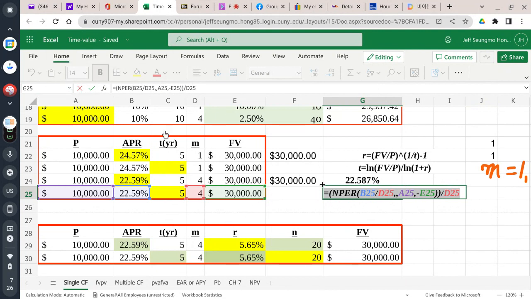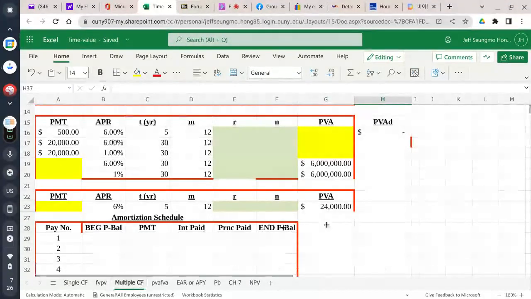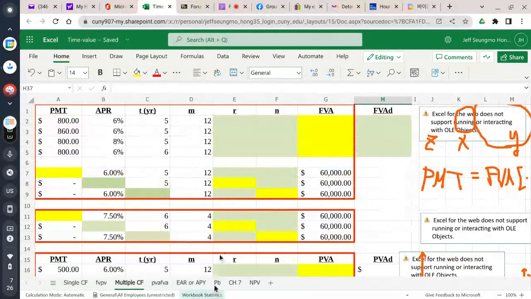And then, so that wraps up everything. That's everything about single cash flow model. Now, after single cash flow model, we are moving on to a multiple cash flow model. But multiple cash flow model, we'll have to.